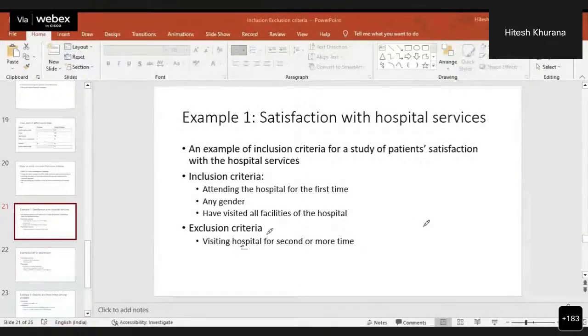And similarly, the exclusion criteria, which is visiting the hospital for the second or more time, is already complementing the inclusion criteria, the same variable, the number of visits. If we talk of the criteria in terms of variables, the variables in the inclusion and exclusion criteria have to be different. Here we are taking two different levels of the same variable, and this should be avoided. The exclusion criteria can simply be removed from this particular list. Any gender, yes, any gender can be taken. This is what I feel, but if there is any different opinion, we can discuss that.